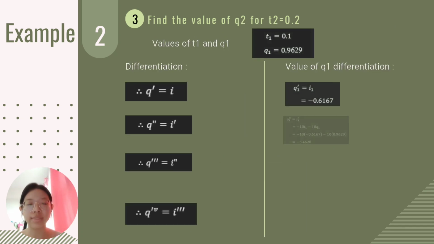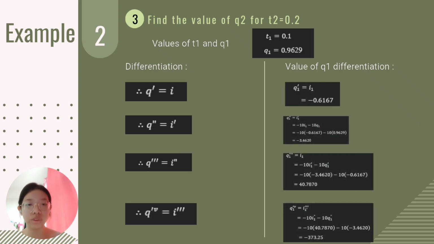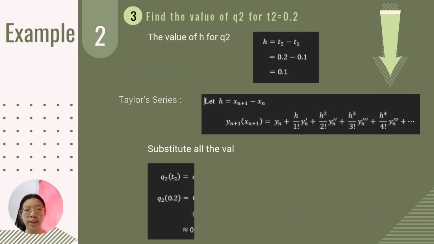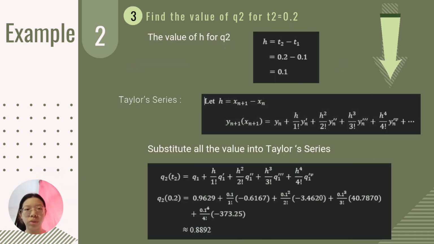If you want to find the charge and the current at 0.2 seconds, we will just repeat the same steps as how we found the charge and current just now, but please remember the charge and the current values that we found just now will be the initial conditions. By using the Taylor series method with h equal to 0.1, we will get the second charge equal to 0.8892 coulomb.